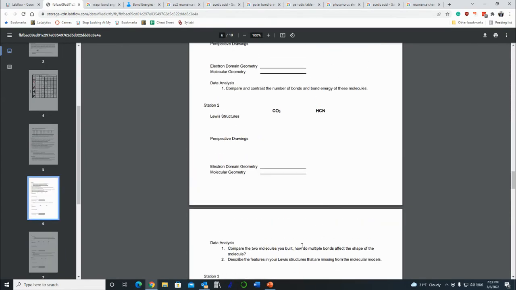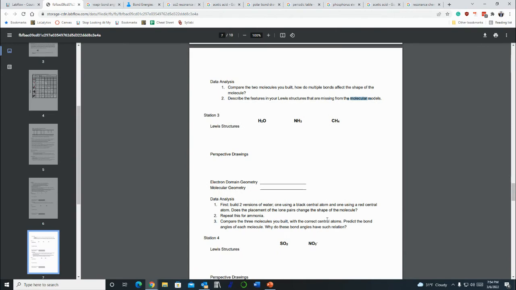For station 2, you are going to have two molecules here, and they're going to have double bonds and triple bonds present. So you need to notice how multiple bonds affect the shape of the molecule. And shape can mean either the size of the bonds, or the size of the molecule, or the size of the angles if it has angles. So tell me how multiple bonds affect that shape. And then tell me how your Lewis structures have features that are not present in the molecular models. Because there are certain things that are present in Lewis structures that are not present in your molecular models. So pay attention to that.